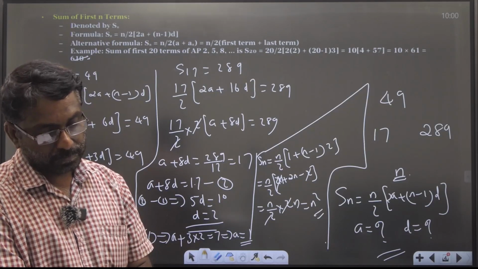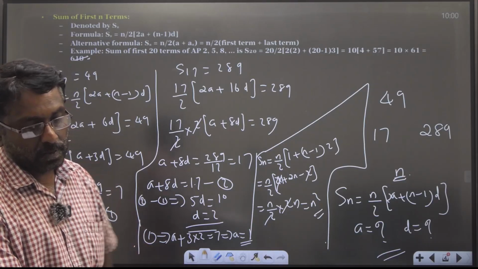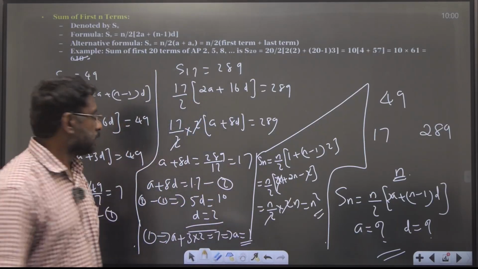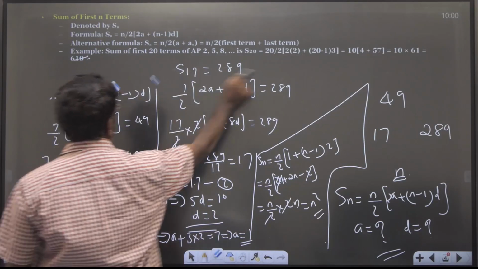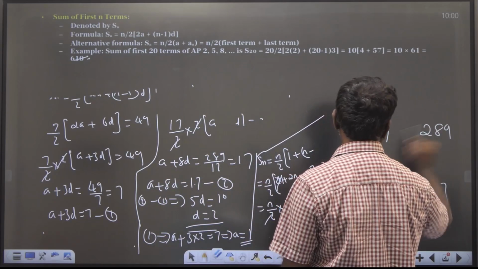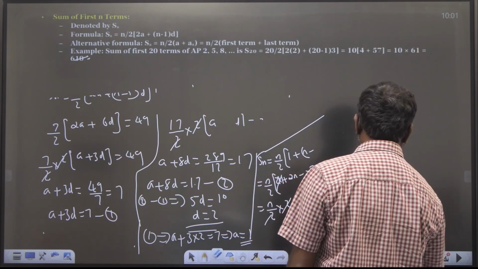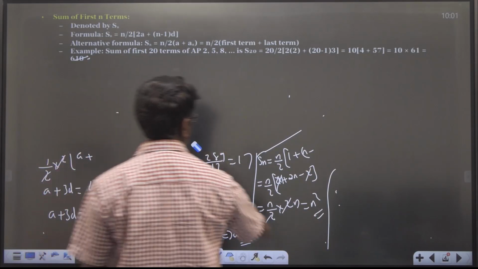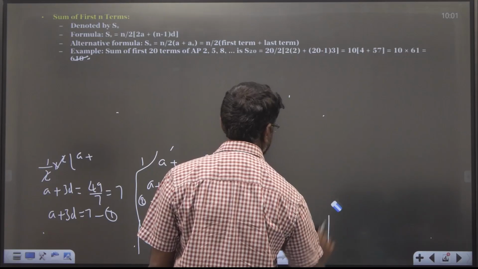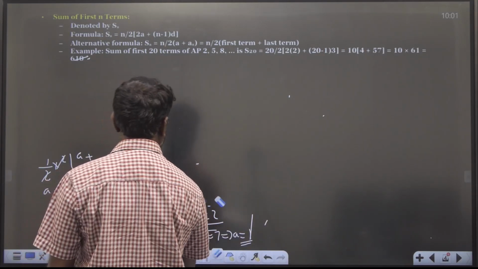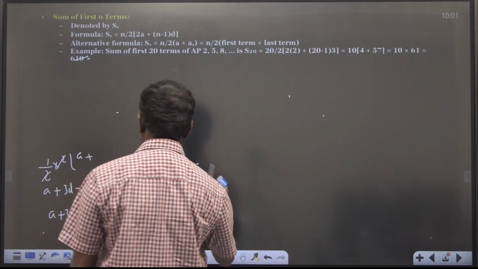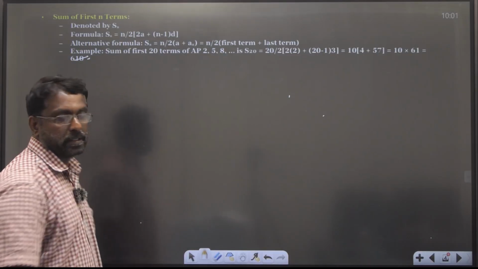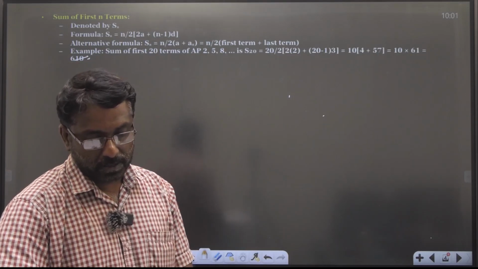Another question. Find the sum of the first 15 multiples of 8. That is the question. Find the sum of the first 15 multiples of 8.